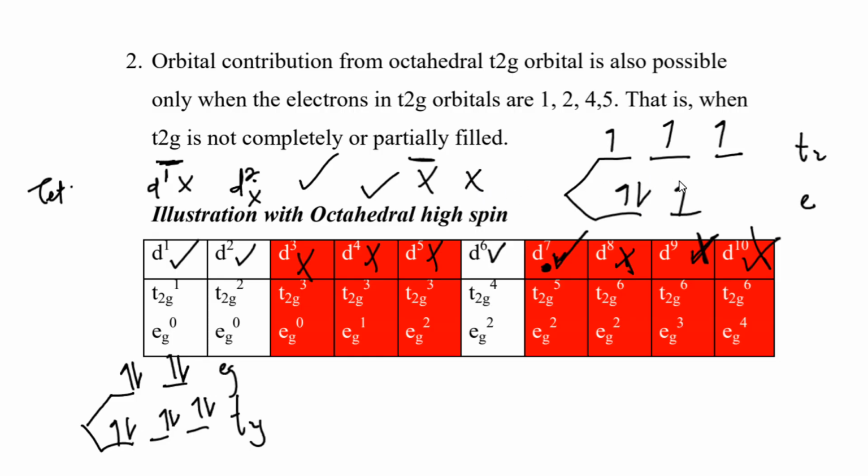So D7 is also out. So D8 is possible. D9 is possible, and D10 is out as well, right?